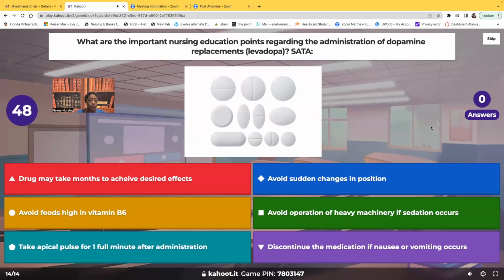Select all that apply. The drug may take months to achieve the desired effects. Avoid sudden changes in position. Avoid foods high in vitamin B6. Avoid operation of heavy machinery if sedation occurs. Take the apical pulse for a full minute after administration. Discontinue the medication if nausea or vomiting occurs. And there's more than one answer. This is select all that applies.